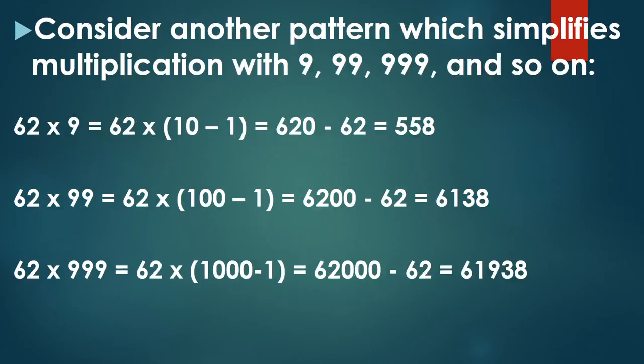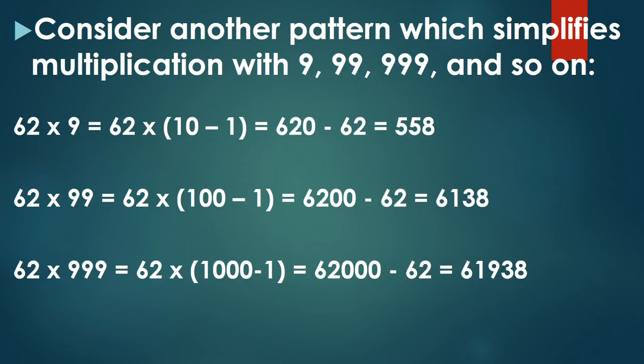Now see one more pattern. It is a pattern which simplifies multiplication with 9, 99, 999 and so on. Now see my first example. It is 62 multiplied by 9. Again, what is 9? 9 is 10 minus 1. We can write down 9 as 10 minus 1. So it is 62 multiplied by, in the bracket I am writing 10 minus 1. Now we have to use the distributive property over subtraction.